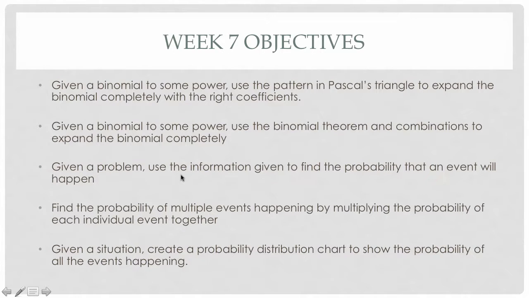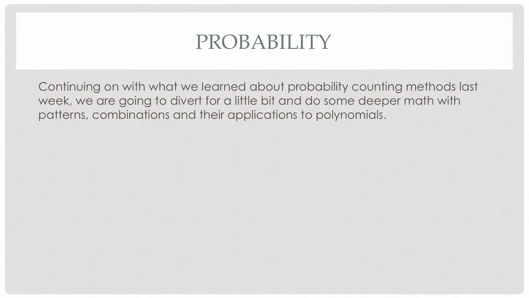Finally, we're going to do a little bit of probability. You can use the information to find the probability that an event will happen. We're going to find the probability of multiple events happening. And then if I give you a situation, we're going to create a probability distribution chart to show the probability of all the events happening. So lots of stuff. Hang with me in the beginning. It's going to get pretty technical and thick mathematically this week, but then we'll apply it into some fun, interesting probability problems.